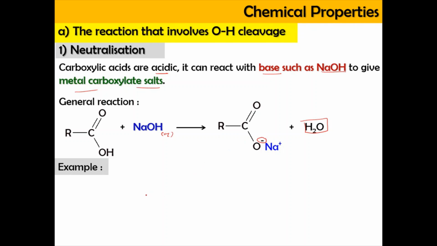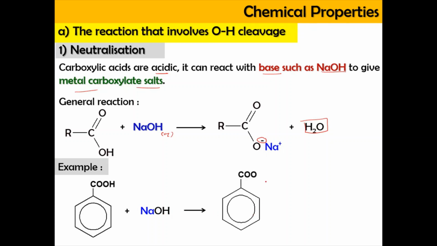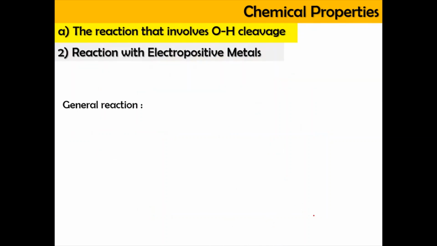So a specific example here, let's say if we have a benzoic acid reacting with a sodium hydroxide, what you're going to get is the benzoate ion with a negative charge here, and the sodium metal is going to be in close vicinity to the carboxylate ion here. And this is known as the sodium benzoate. And the byproduct here is going to be water.